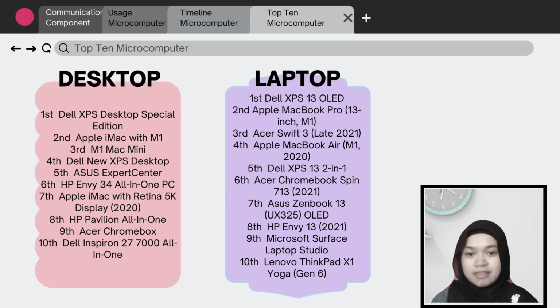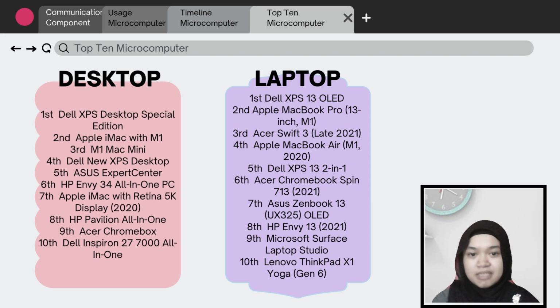In the desktop category, in first place is the Dell XPS Desktop Special Edition. Second place is Apple iMac with M1. Third place is M1 Mac Mini. It is then followed by the Dell New XPS Desktop, the Asus Expert Center, the HP Envy 34 all-in-one PC, Apple iMac with Retina 5K display from the year 2020, the HP Pavilion all-in-one, the Acer Chromebox, and the Dell Inspiron 27 7000 all-in-one.